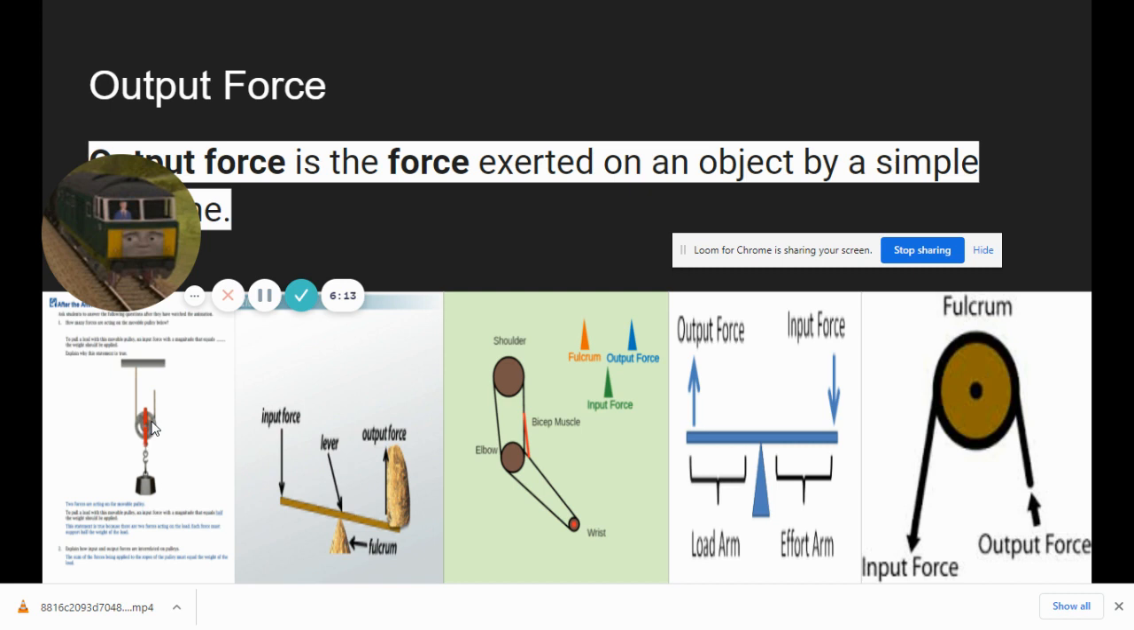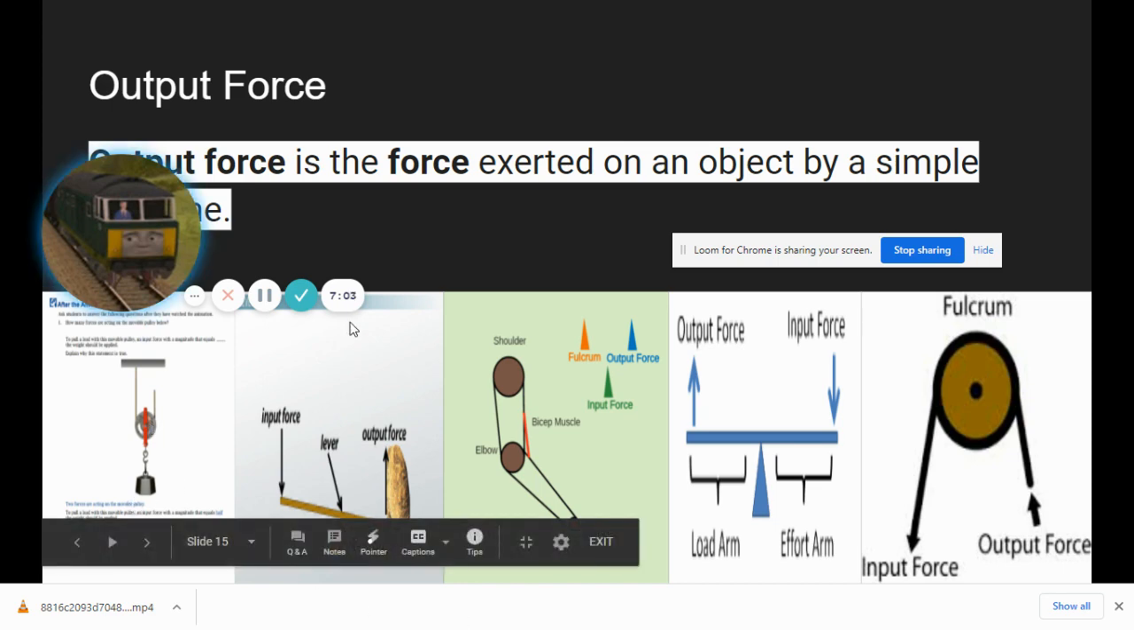What is a fulcrum? All right, this is the shoulder of the arm, the elbow is the middle, and the wrist is the end. The bicep muscle is the red line shown in this third picture. The fulcrum is the orange, the input force is the green, and the output force is the blue. The output force is up there, and the input force is on the lever. The load arm is on the left, and the effort arm is on the right. The fulcrum is in the middle, and the input force and output force can be shown as arrowed lines.